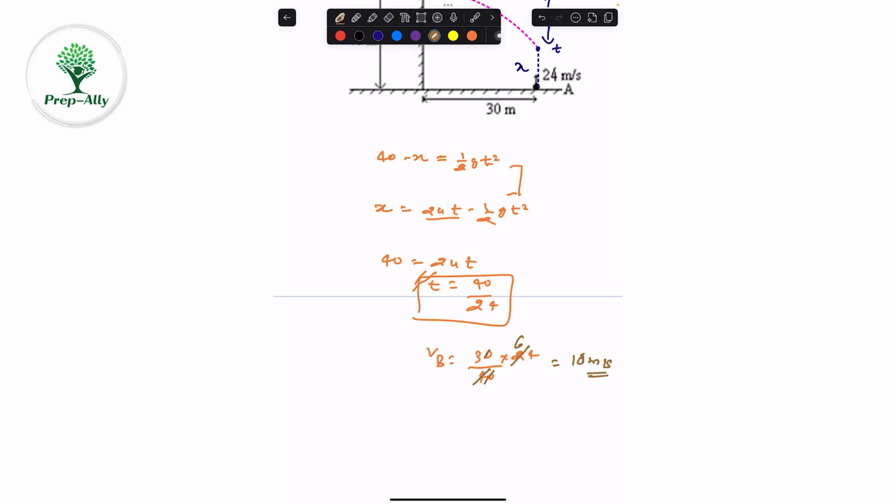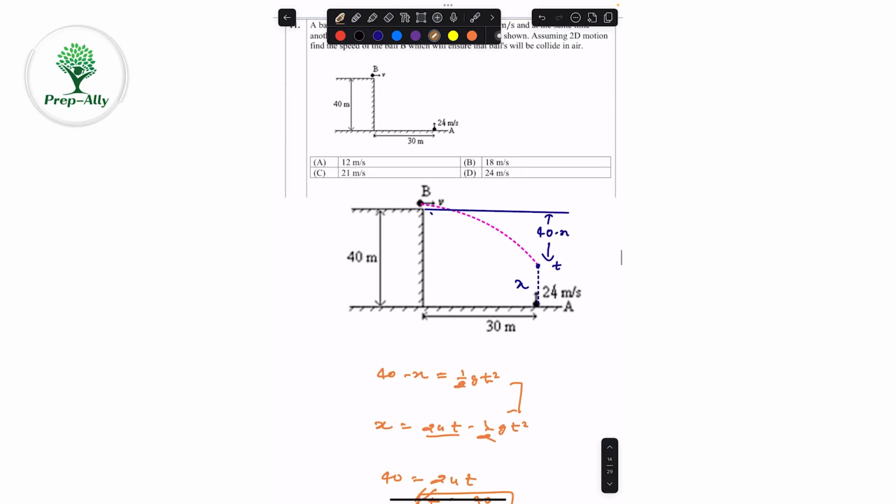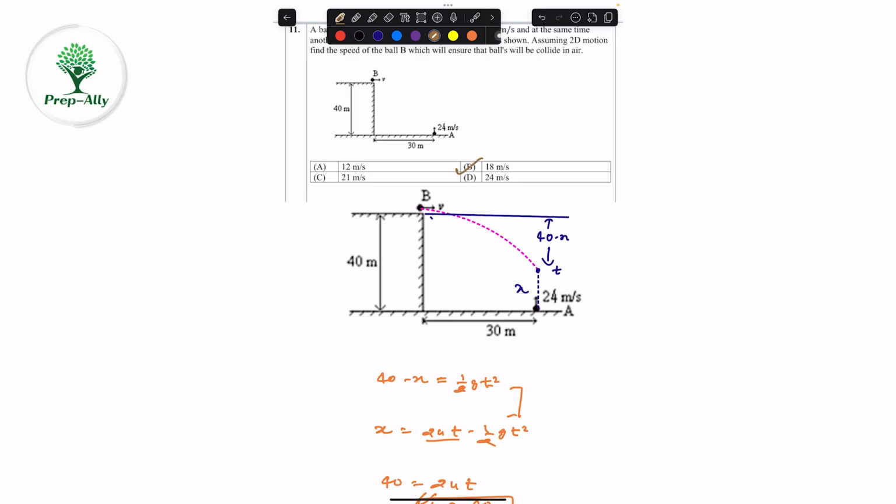That means B has to move with a velocity of 18 meter per second to collide, which is option number B. So answer is B, and this is how you can solve these types of questions.